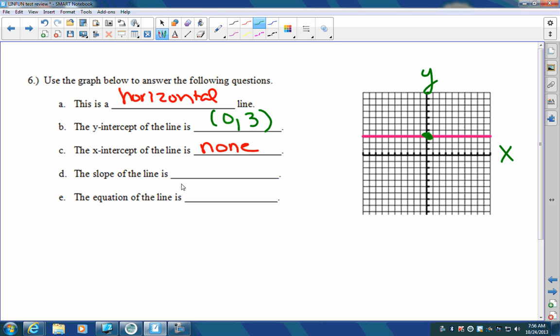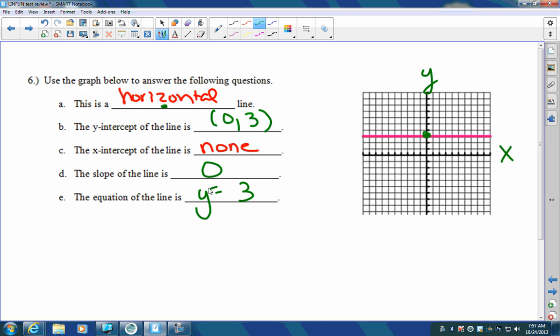Next, it says the slope of a line. The slope of a horizontal line is 0. You can remember it by horizontal has a z, 0 has a z, or I can make a z with that line. Now, the equation. It only touches the y-axis at 3. The equation is y equals 3.